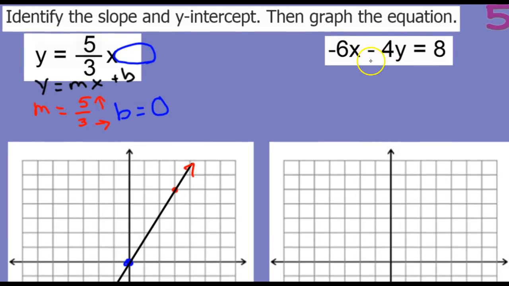This problem over here is not in y equals mx plus b form, so we need to get it there by adding 6x to move it to the other side. So we get -4y equals 6x plus 8. Divide by -4.